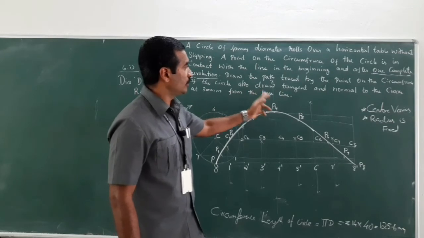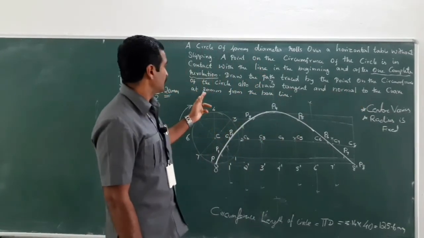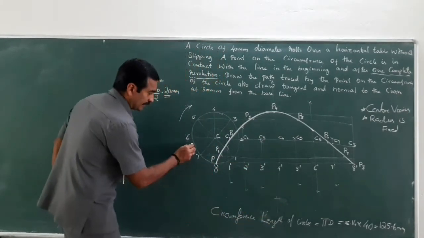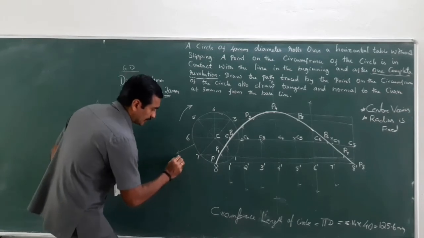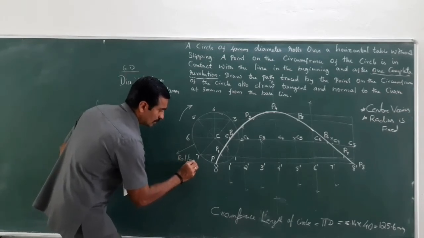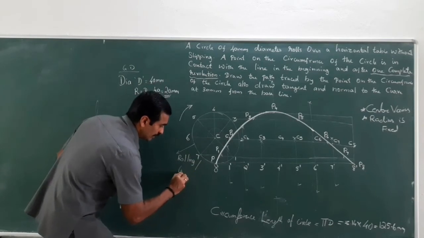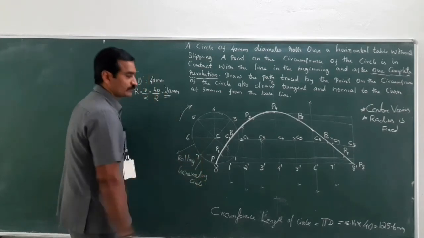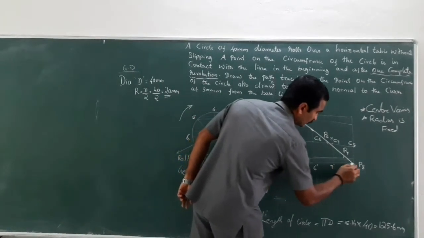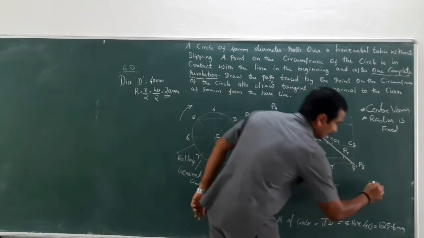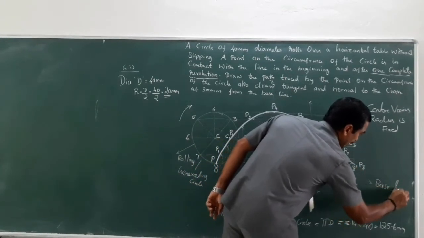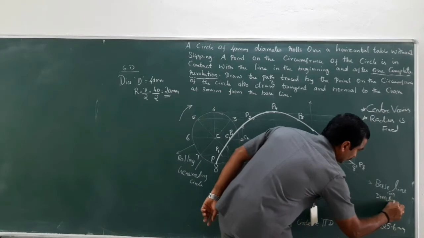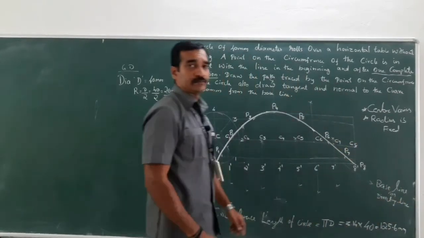It has been specified to draw the tangent and normal to the curve 30 mm from the baseline. Which one is the baseline? Here this one is the rolling circle, or generating circle. What about this bottom line? This is nothing but the baseline, or directing line, or straight line, right?